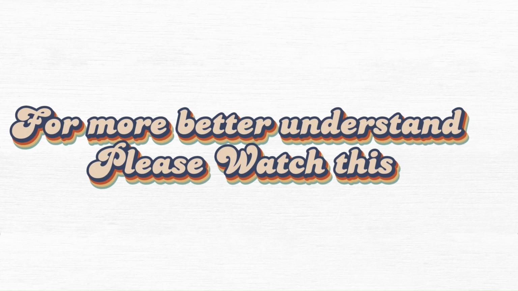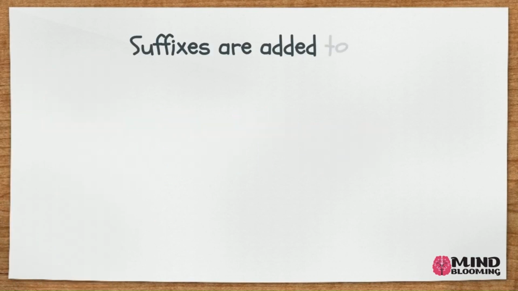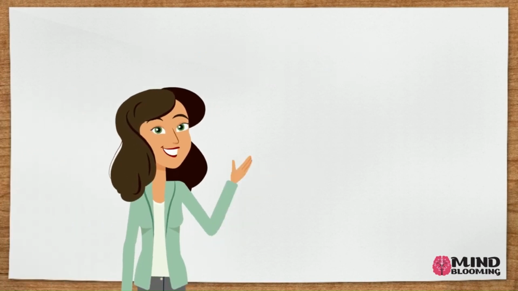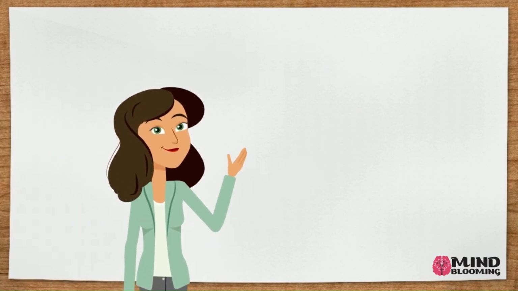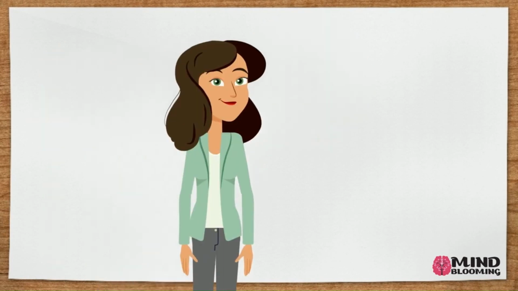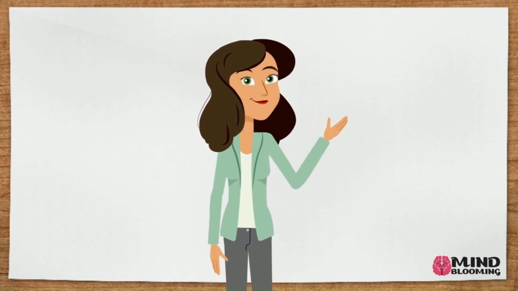Suffixes are added to the end of a base word. Let's take a look at the word sleepy. We know that sleep is the base word. That means the y after sleep is a suffix. So, just like prefixes, suffixes also change the meaning of the word. Let's take a look at a few examples of how a suffix can change the meaning of a word.